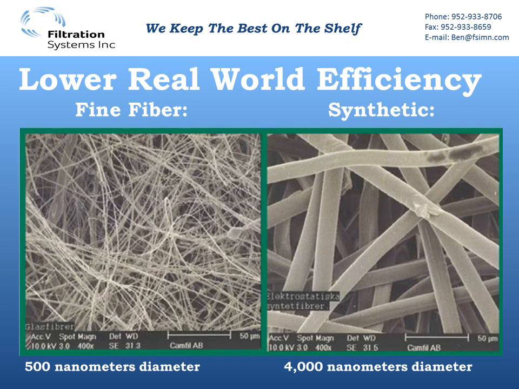Looking at the medias up close, we get a better feeling of why that static pressure is lower and why that real-world efficiency is different. On the left, you've got the fine fiber media. Each strand averages about 500 nanometers in diameter, whereas the synthetic, much larger, coarser fibers are about 4,000 nanometers in diameter. Quite a bit more.